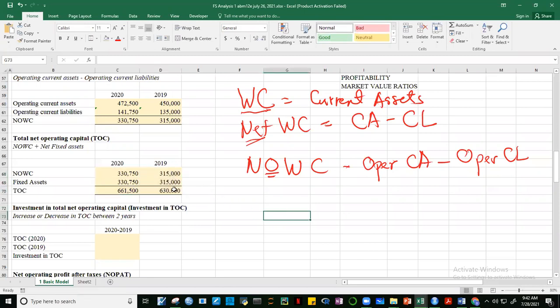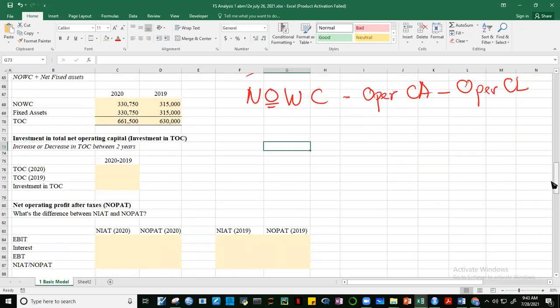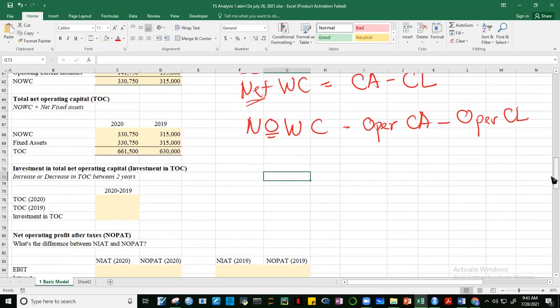Yan. So coincidental lang guys nagkapareho yung NOWC at saka fixed assets. Of course, it doesn't happen really, no? In practice, the probability for this to happen in real life is really practically zero. No? Okay, any questions guys about TOC? None po. Okay, good. So clear tayo.